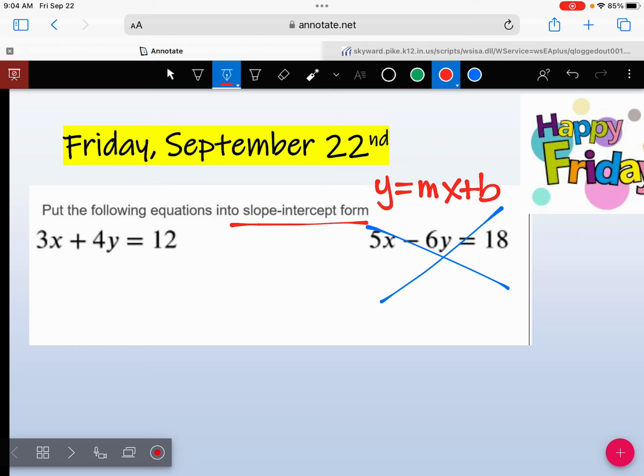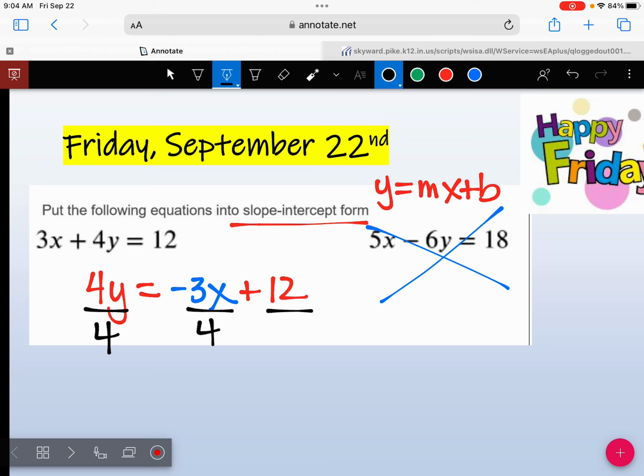All right, so what's your first step? Subtract the 3x. So when I subtract the 3x, I get 4y equals, now it's negative, and then the 12 over there was already positive, it stays positive. Now what do I have to do to get rid of that 4? Divide. So y equals negative 3/4 x plus 3.